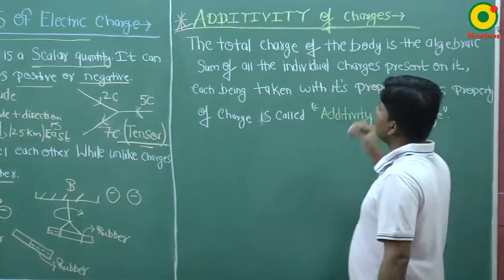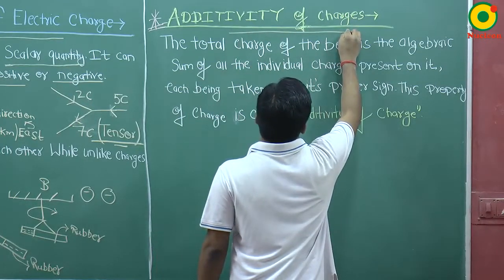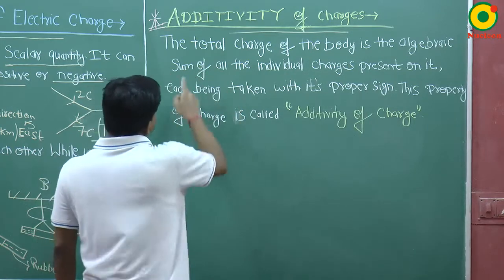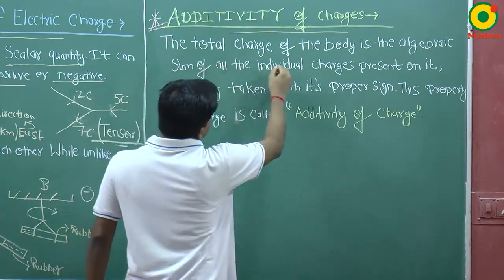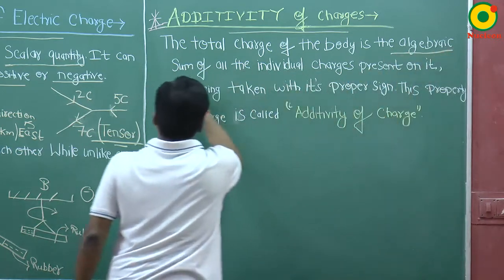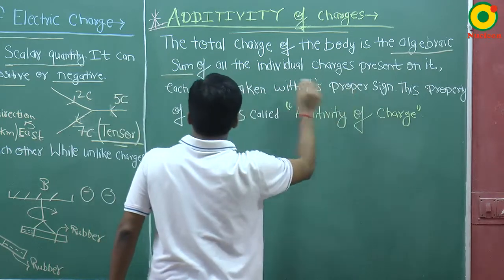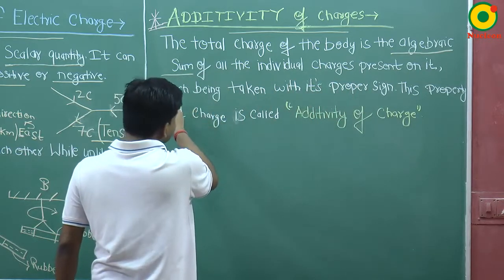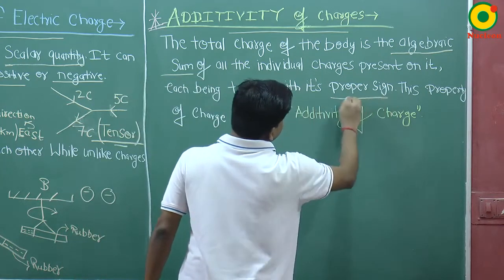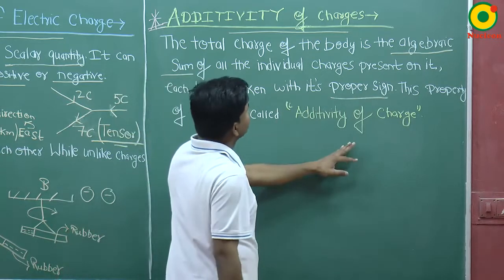So now we will talk about the third property of electric charge, which is known as the additivity of charges. What this property says is that the total charge of the body is the algebraic sum of all the individual charges present on it, each being taken with its proper sign. This property of charge is known as additivity of charge.